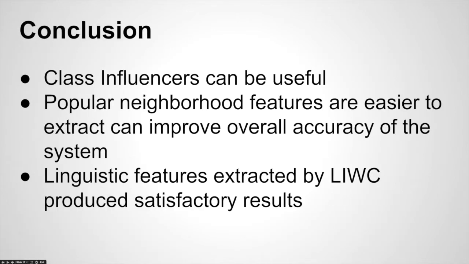So, in conclusion, I would say that the class influencer features can prove to be really useful, and we need further experiments to see how effective and robust they are in other datasets. The popular neighborhood features prove to be really easy to extract and can improve overall accuracy of the system. The LIWC dictionary proved to be more useful than simple tweet behavior based features.